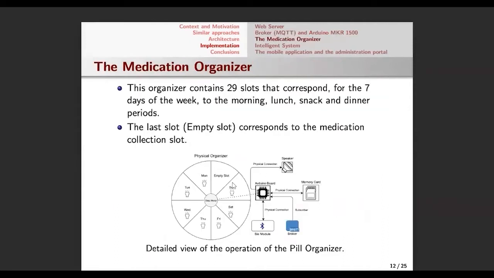This is the organizer build. In short, it is delivered to the user already containing all medicines and their schedules. The empty slot does not contain protection. So when it is detected that a user has to take a medicine, the slot that corresponds to the taking is rotated and placed in the empty slot. In parallel, a sound is emitted to notify the user. The user has 20 minutes to remove the medication. After this time, the Arduino board sends to the server the information on whether the user took the medication or not.